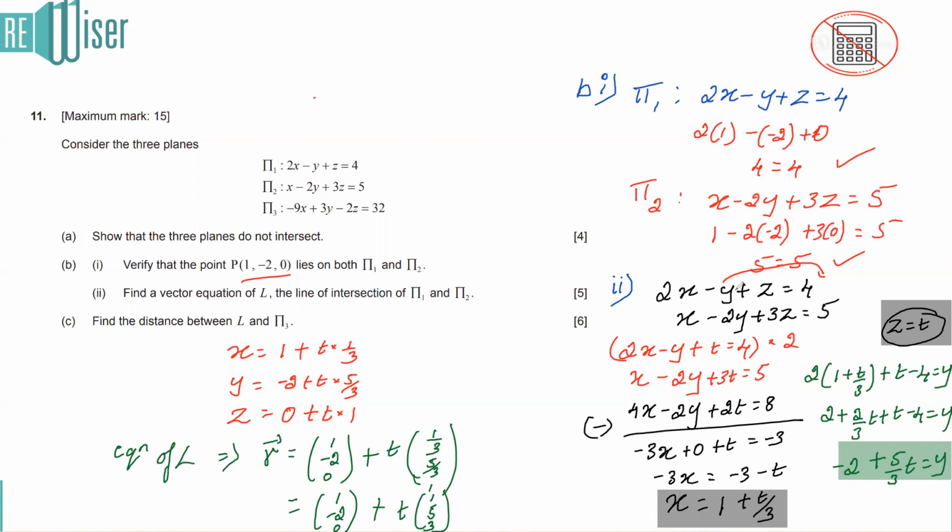And here the marks distribution would go something like this. 1 mark is for showing that this particular point lies on both the planes. The second mark is for solving them simultaneously by taking some variable as t. The third mark is for getting x, y, and z in terms of t. The fourth mark is for putting the position vector correct. And the fifth mark is for putting the direction vector correct. So overall 5 marks are distributed for part B.